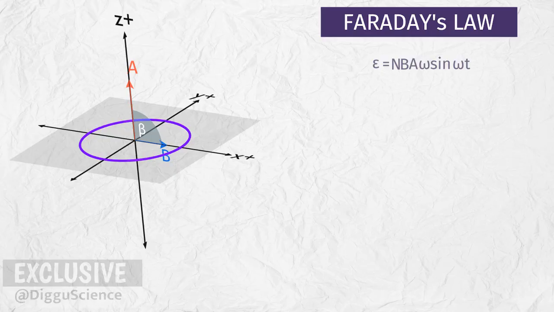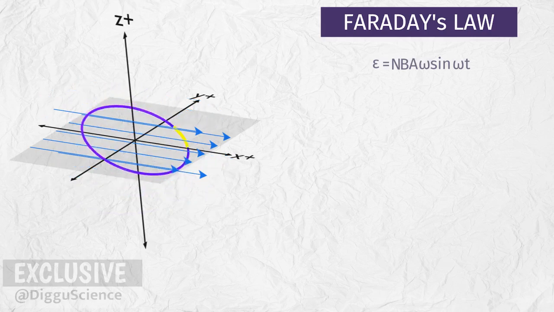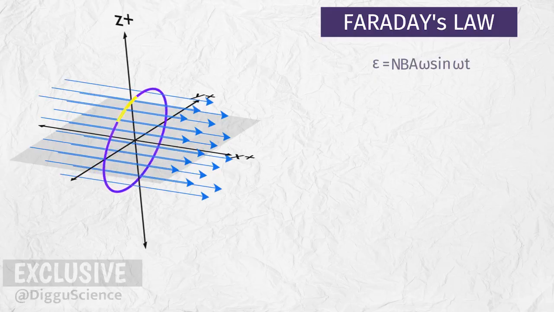This is the induced EMF voltage in the conducting loop, epsilon equals N A B omega sine omega t. The presence of the sine factor here causes the direction of the induced current to change direction periodically at certain intervals. This is consistent with the experimental data.